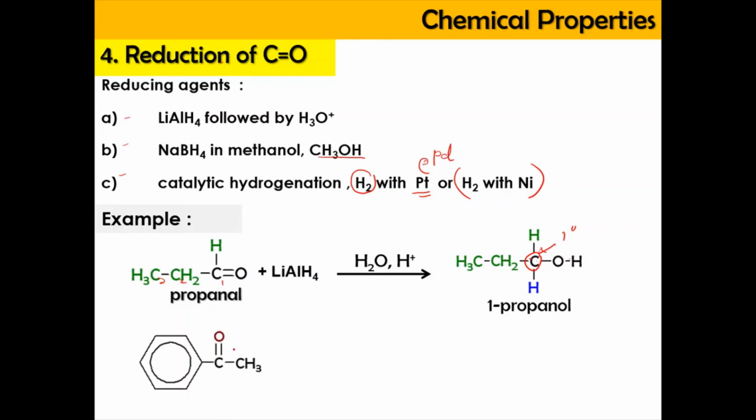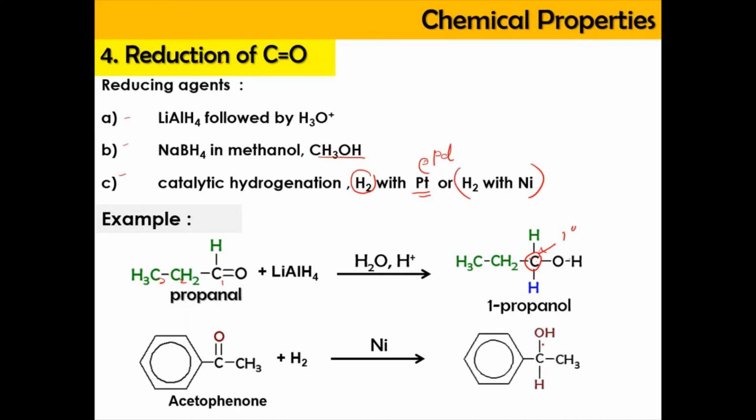At the same time, we can also react acetophenone, which is a ketone, but with a benzene ring. When we reduce it using catalytic hydrogenation, which is H2 in the presence of a nickel catalyst, what we're going to produce is a secondary alcohol. Okay, so the double bond O here is going to become H, and then here becomes H with a single bond here.